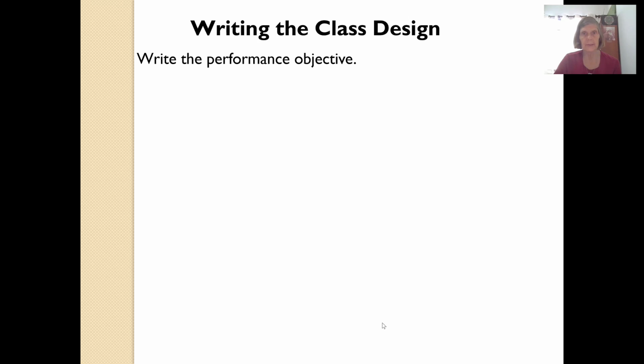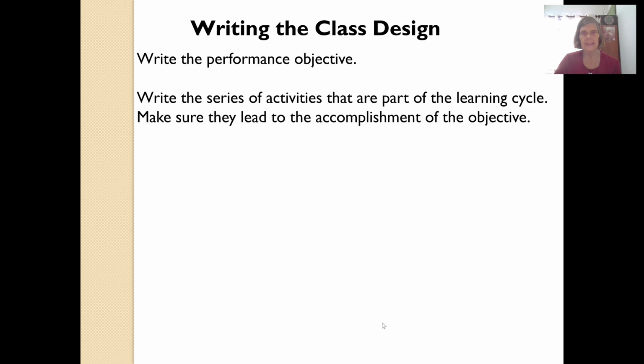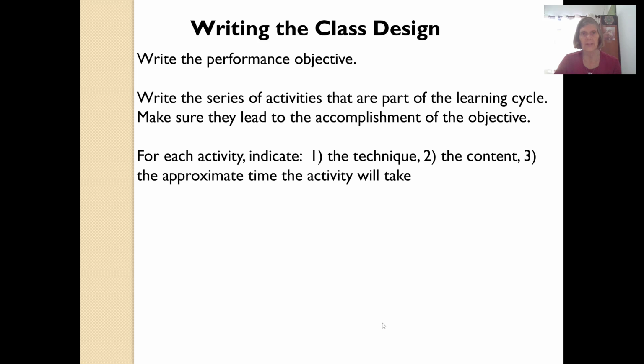Now that we know what we want to do, we can write up our class design. We begin by writing the performance objective. Then we write the series of activities that are part of the learning cycle. We have to make sure that these lead to the accomplishment of the objective. In other words, we should compare, especially the application, with what we said the participants would be able to do at the end of the session. For each activity, we indicate the technique, the content, and the approximate time the activity will take.